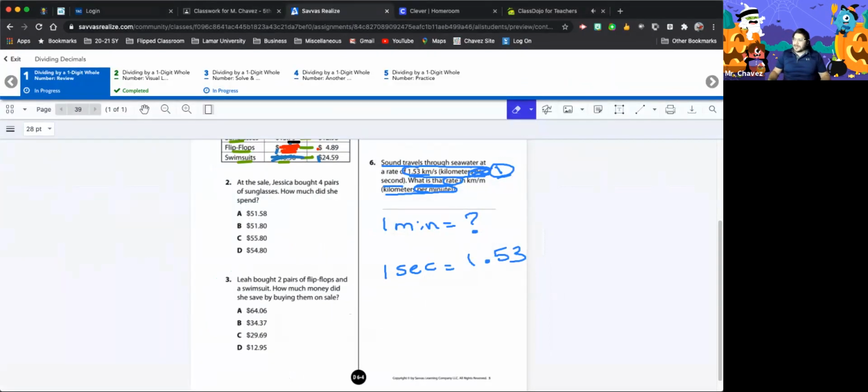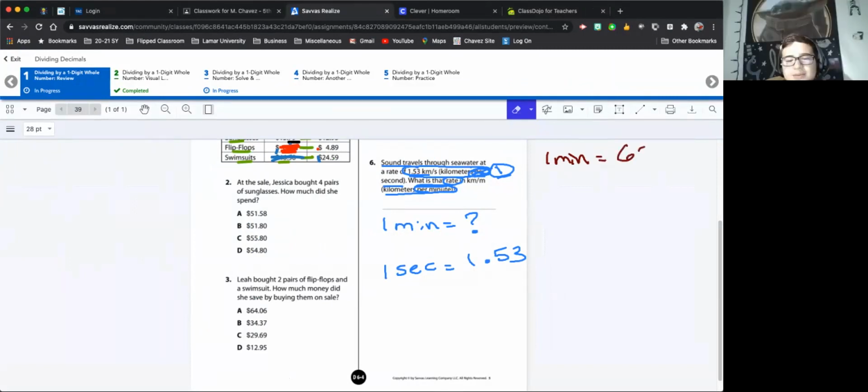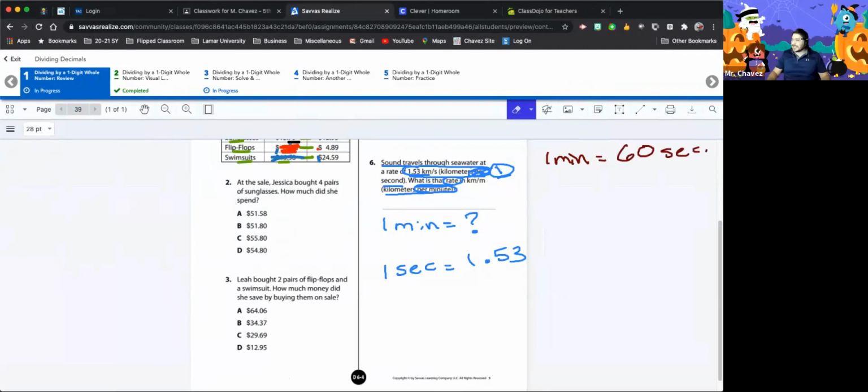So we want to know, first of all, how many seconds are in a minute? So you guys tell me, in 1 minute, how many seconds are there? 60. 60 seconds. So in other words, instead of me using the minute, I could also use 60 seconds. So in 60 seconds, how fast will sound travel in water? So that's what I want to know.